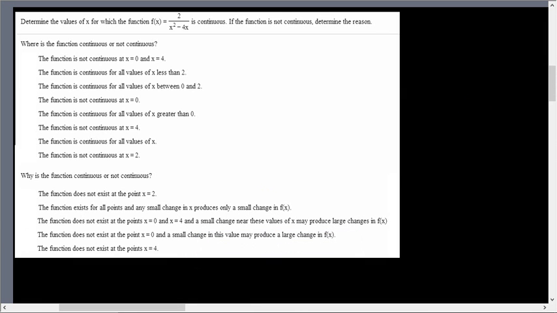Alright, this one says determine the values of x for which the function f of x is equal to 2 over x squared minus 4x is continuous. If the function is not continuous, determine the reason. Alright, what we want to find out is where the function is continuous or not continuous.